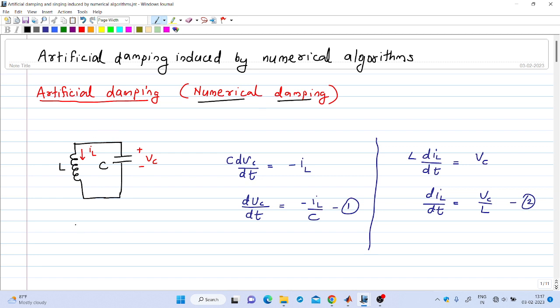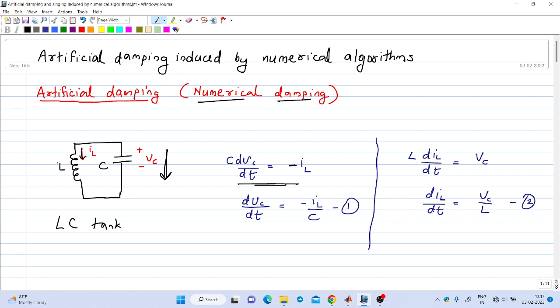So consider an LC tank circuit shown here. There is an inductance, a pure inductance L, and an ideal capacitor C. The current through the inductance is denoted as IL and the voltage across the capacitance is denoted as VC. So the differential equations governing the system are C into dVC by dt equal to minus IL. So C into dVC by dt is the current through the capacitance, that is equal and opposite to IL. So there is a minus sign here.